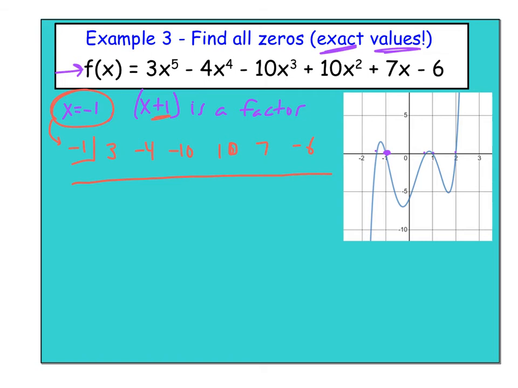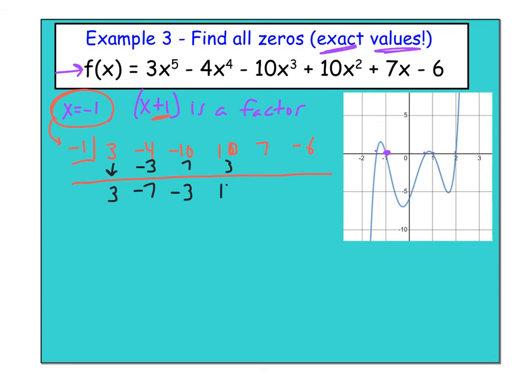Even though there's a lot of numbers, synthetic division is just going to involve adding and multiplying, so it shouldn't be too bad. So we'll bring the 3 down. Okay, 3 times the -1 is -3. Then we get -7. -7 times -1 is 7. -10 plus the 7 is -3. Okay, -3 times the -1 is +3.